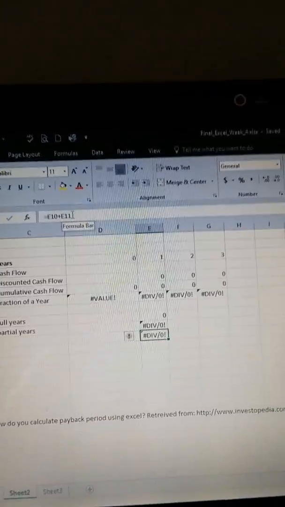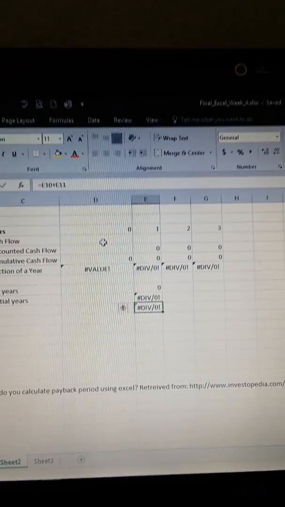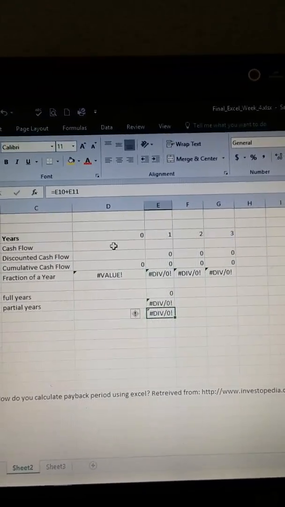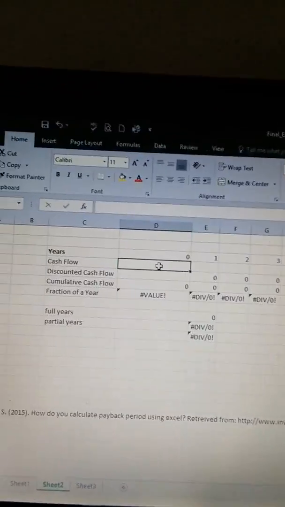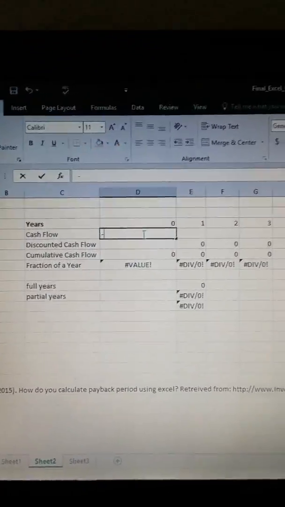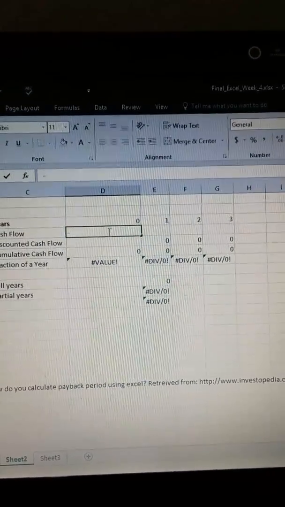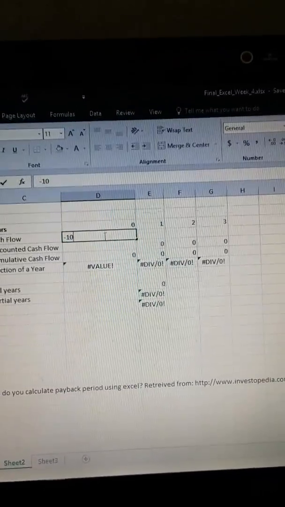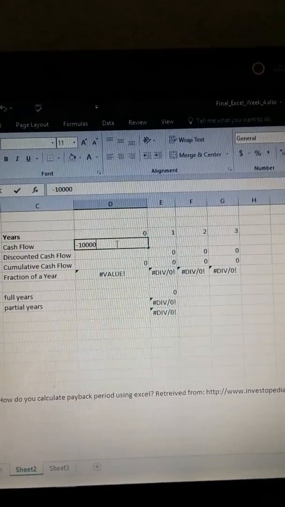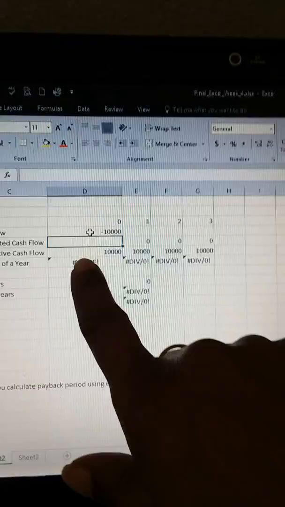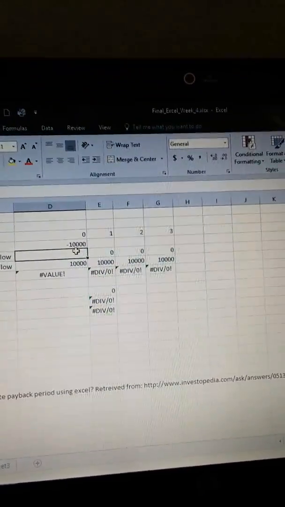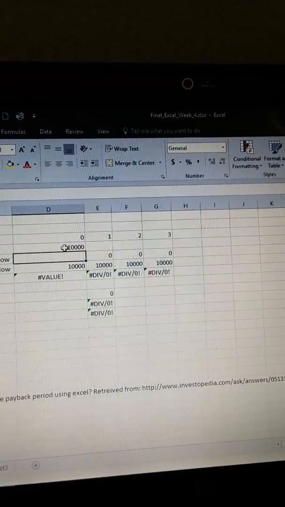So what we're going to do is we're just going to use the exact same numbers. So this is going to be project A. And so our cash flow, we're going to enter in here, is our negative 10,000, because that's what our cash flow would be. So we're going to enter that in. And as you can see at this point, it says this is our cumulative cash flow because we haven't entered anything else.